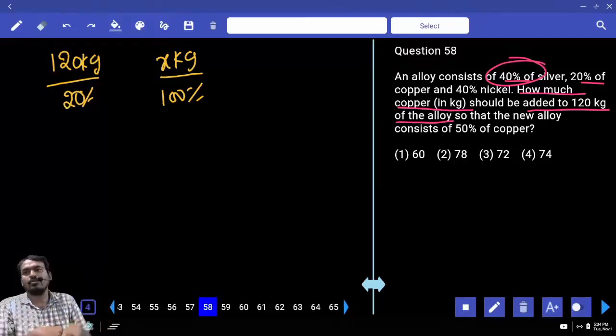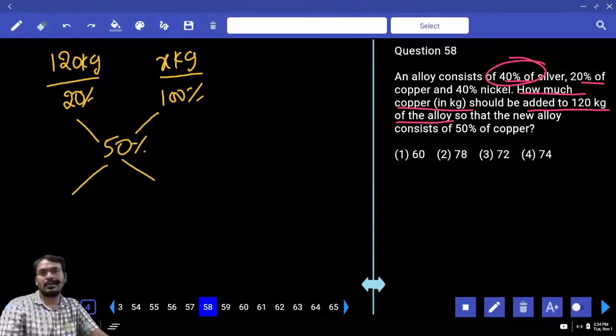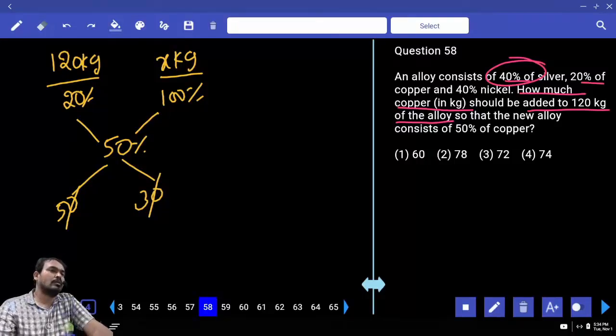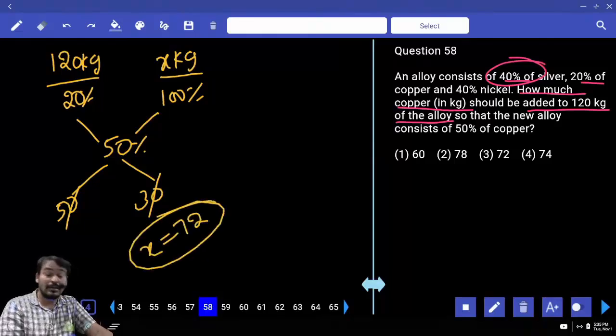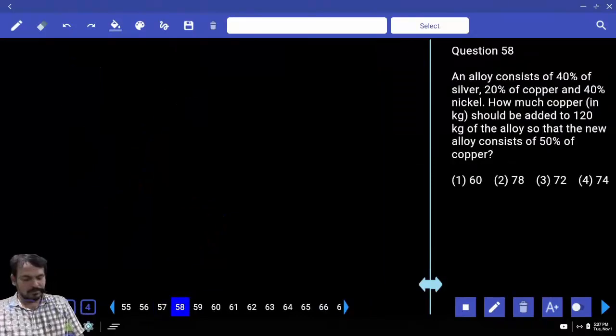These two are mixing, and we get the new mixture, or not? In that new mixture, what is the copper percentage? 50%, or not. Solving these three values, we get the ratio. 100 minus 50 is 50, and 50 minus 20 is 30, or not. What is the ratio? 5:3. What is the value of 5 parts? 120. Then every one part is 24. Then 3 parts are 72, or not. Then x is equal to how many kgs? 72 kgs, or not.